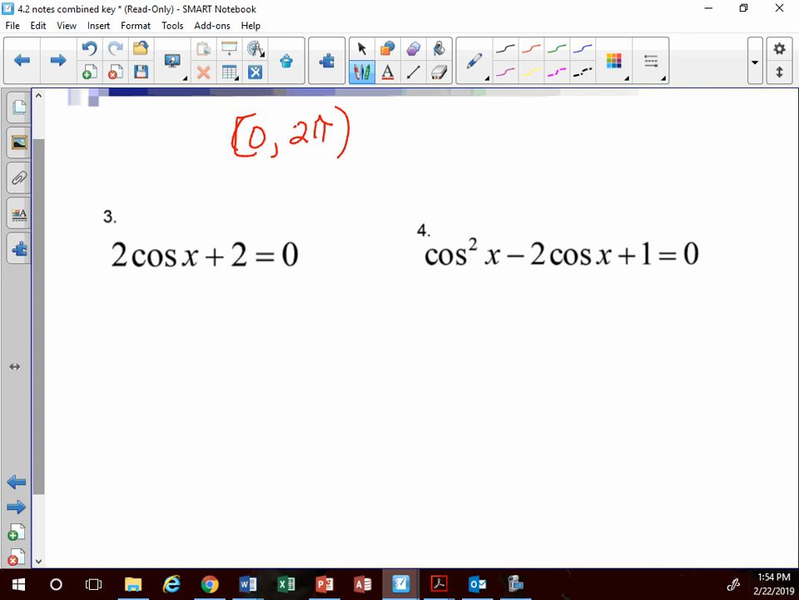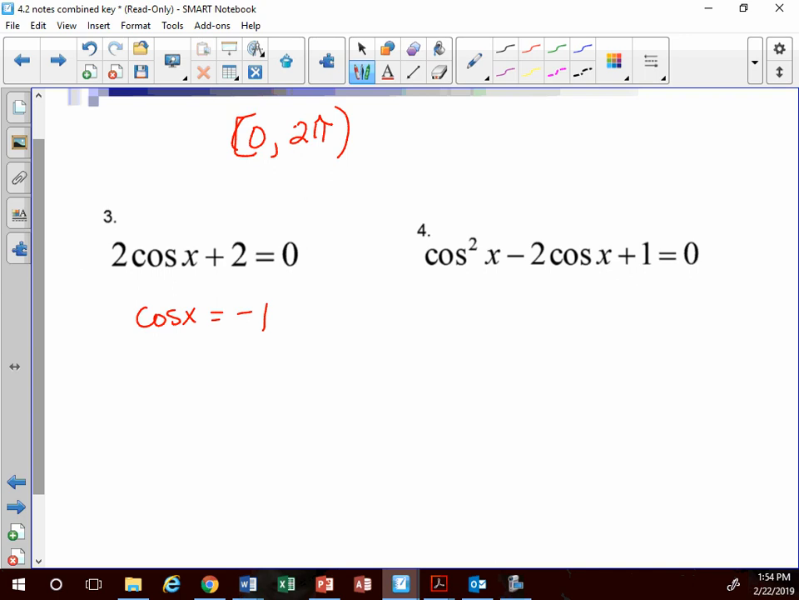So the first one, you just need to do a little bit of algebra first. What do you think I would do to get cosine of x by itself? Minus 2, okay, and then divide by 2. So are we okay with just going to cosine of x equals -1? Yes, we're all okay? I didn't lose anyone? Alright, David, are you with me right now?